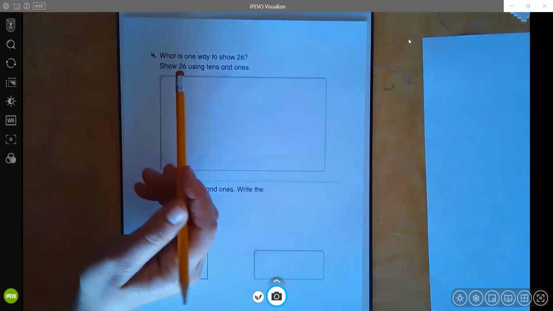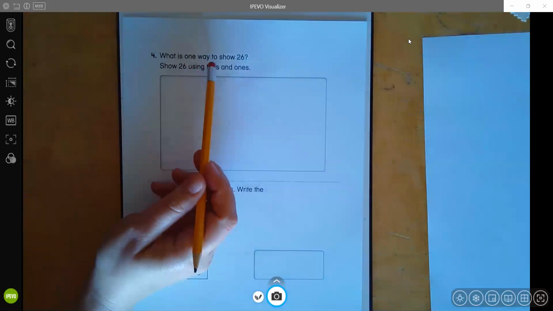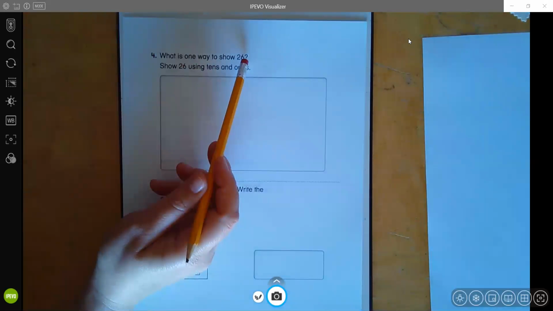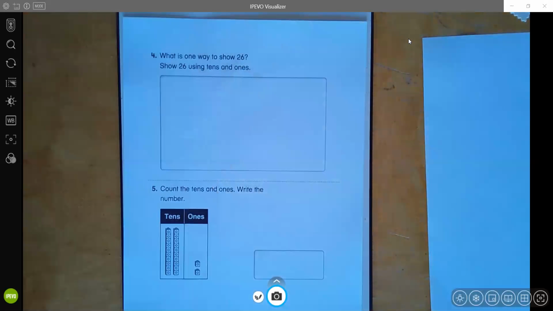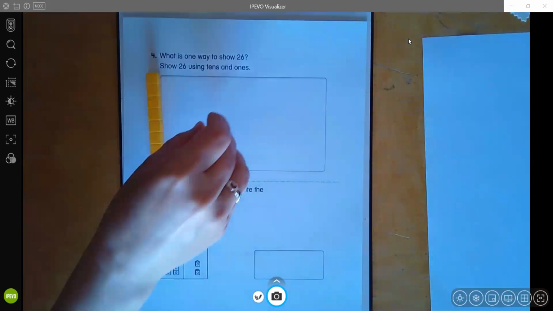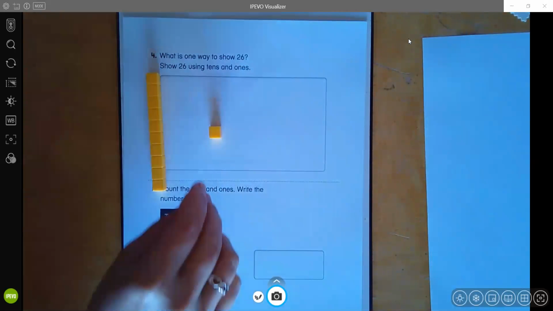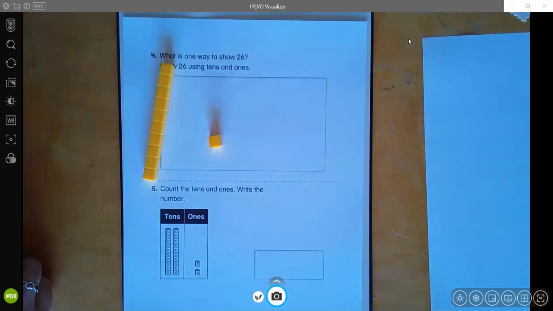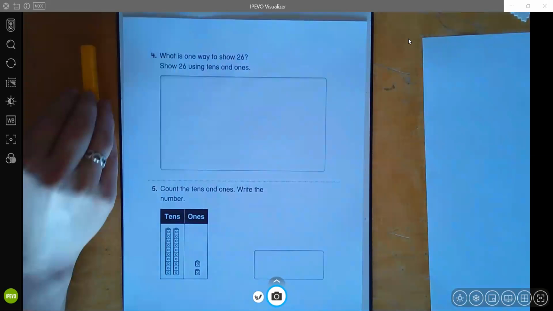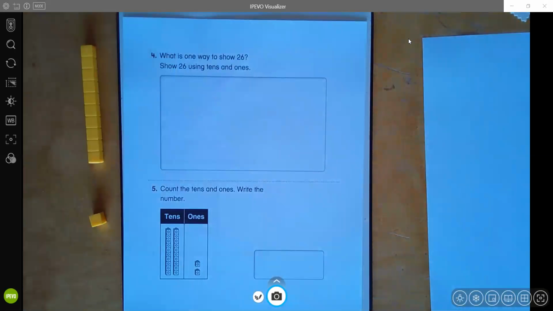Okay, number 4. What is one way to show 26? Show using tens and ones. Now I am going to give you a little reminder. This is a 10. This is a 1. You can use that knowledge to help you draw a picture. If you want to use some skinny markers or some pencils or some beans or pennies to represent these things, go for it. I'm going to leave these off to the side here. Go ahead and pause the video so you can answer that question.